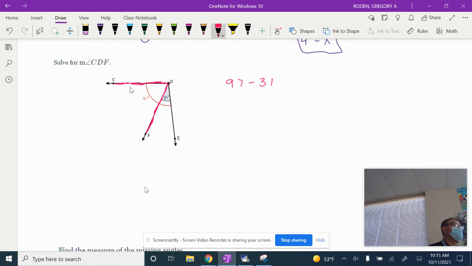Right, and that's angle addition postulate, right? Because if you take CDF and you add that angle FDE, you're getting the entire CDE angle. Very good. So what is 97 minus 31, Austin? 66. Do we all agree that that angle right there is 66 degrees? Yes, sir. Okay, no big deal. That's just a good example of using angle addition postulate.